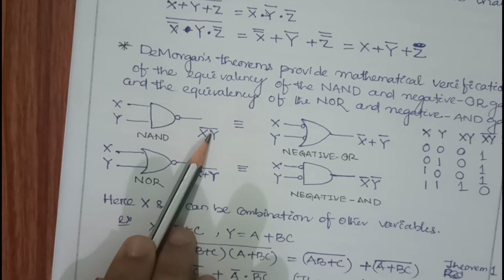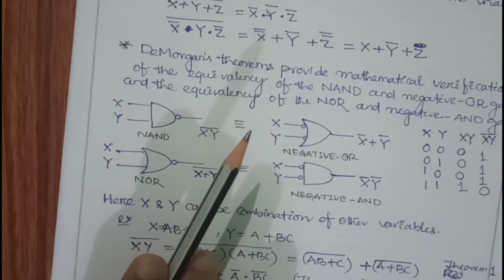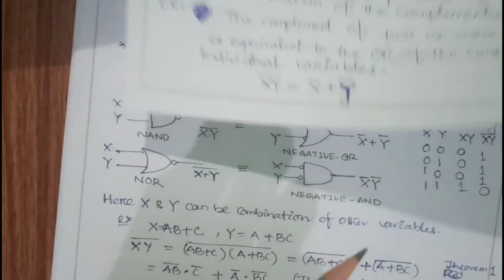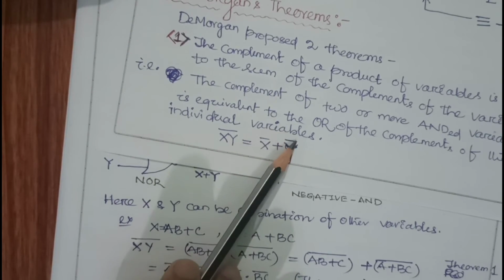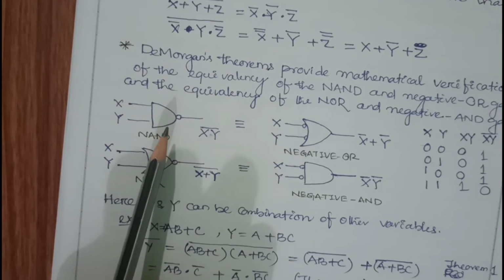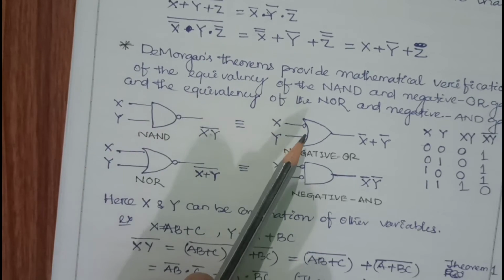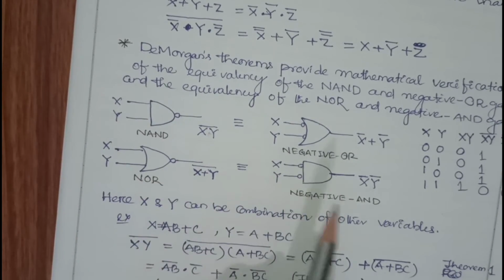Using De Morgan's theorem, (x dot y) whole bar is nothing but x bar plus y bar. So this is nothing but my negative OR. So these two representations of NAND are the same: using AND and NOT is the same as negative OR. Similarly, NOR and negative AND are both the same.